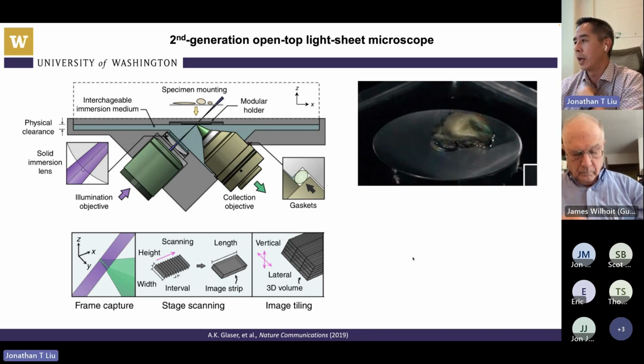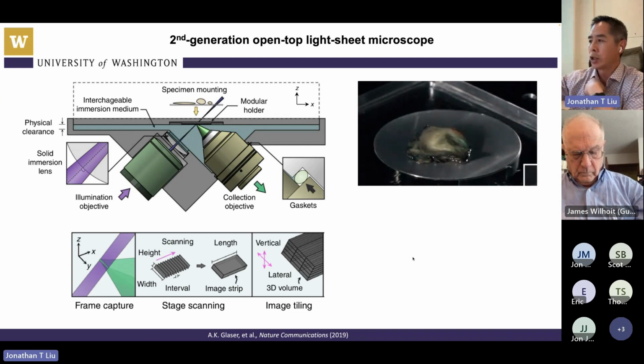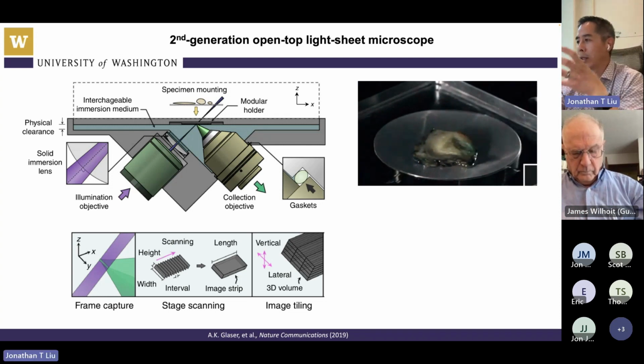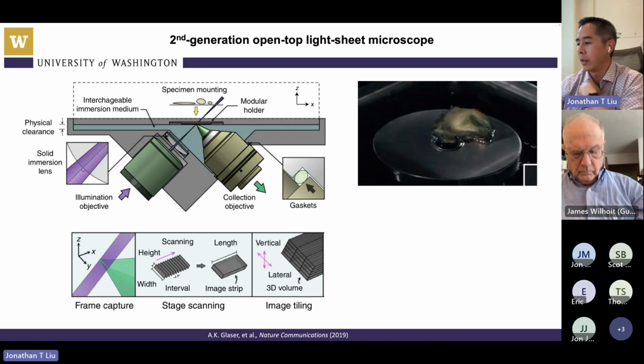And so this video is showing how we scan the specimen strip by strip, tile by tile. Each time we scan in one direction, we're collecting basically a brick of data, a 3D brick of data.